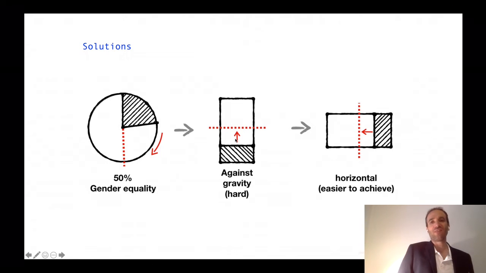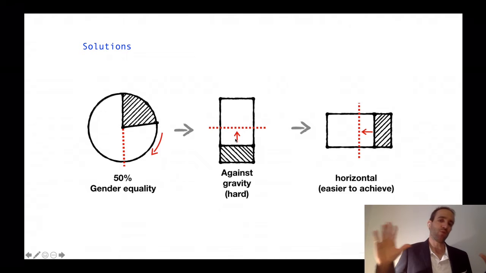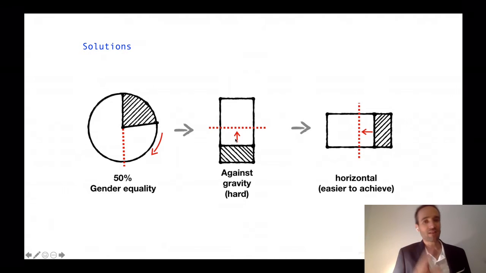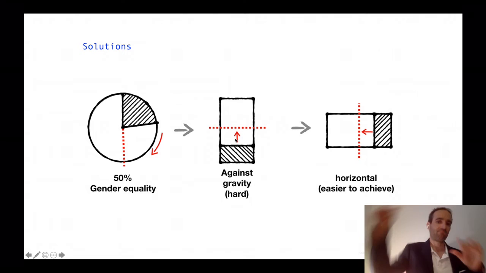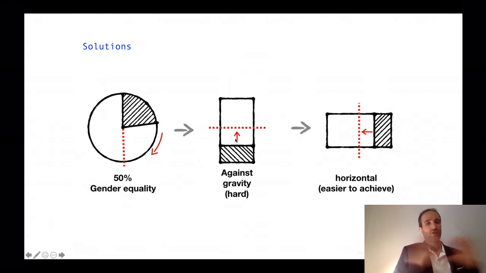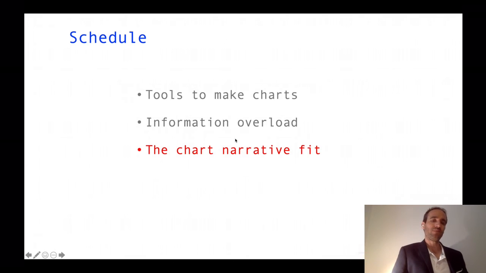And again, if we're careful with gravity and we say maybe we don't want to imply that it's hard or negative, we can use a horizontal orientation. So this example shows you very quickly, wow, gravity really affects charts. So you have to be thinking about gravity as well in your charts. Right? And this leads to what we call the chart narrative fit.